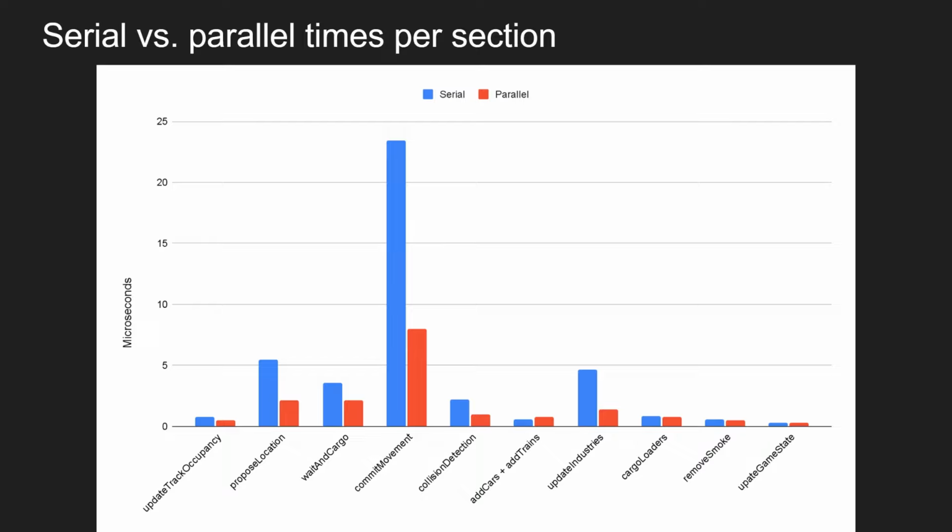I wasn't able to parallelize adding trains and cars, and then updating industries I was able to parallelize, and then the final 3 steps I didn't parallelize. What you'll notice is that the things that I didn't parallelize are also all things that ran extremely quickly. So the amount of overhead from running them serially is not very high, and in fact that's part of the reason why I didn't parallelize them.